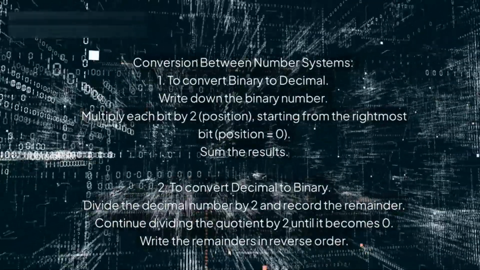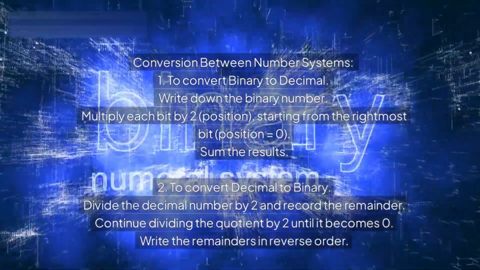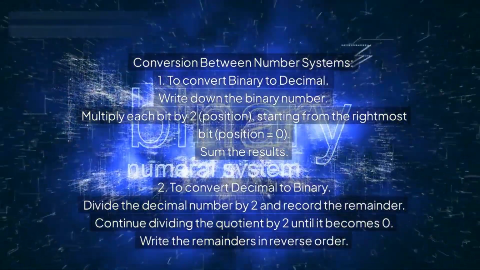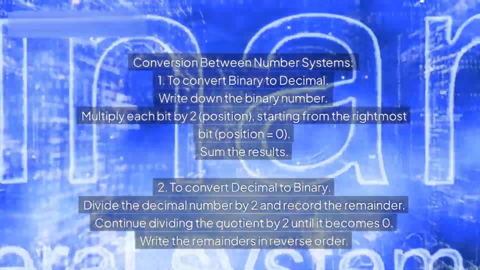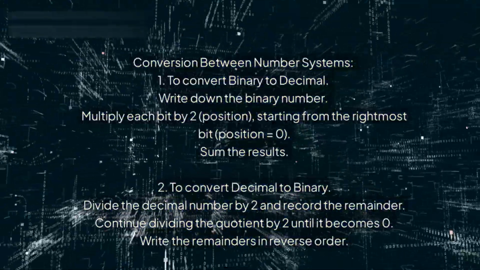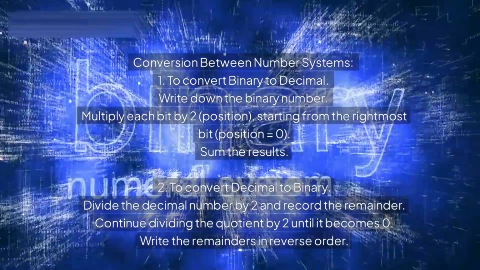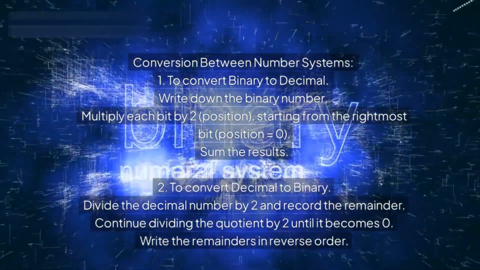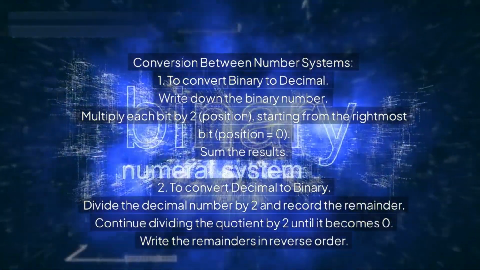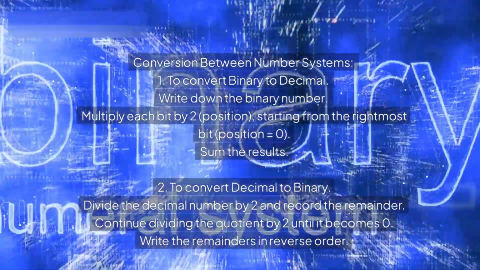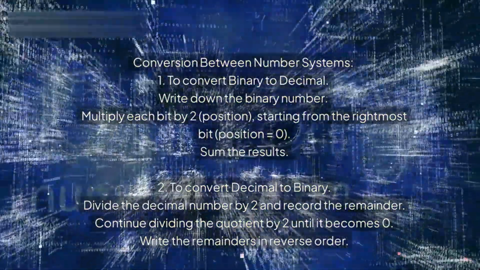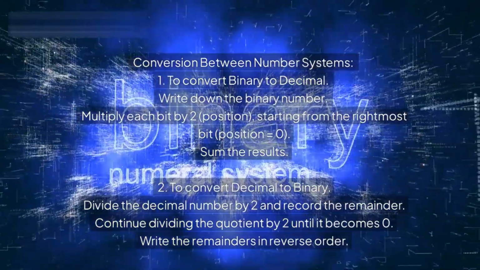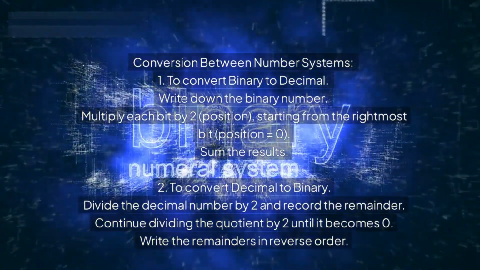Conversion between number systems. 1. To convert binary to decimal, write down the binary number. Multiply each bit by 2 to the power of its position, starting from the rightmost bit, position equals 0, and sum the results. 2. To convert decimal to binary, divide the decimal number by 2 and record the remainder. Continue dividing the quotient by 2 until it becomes 0. Write the remainders in reverse order.